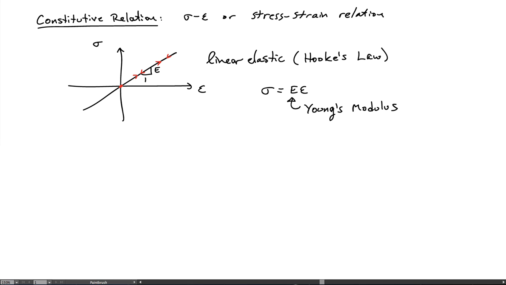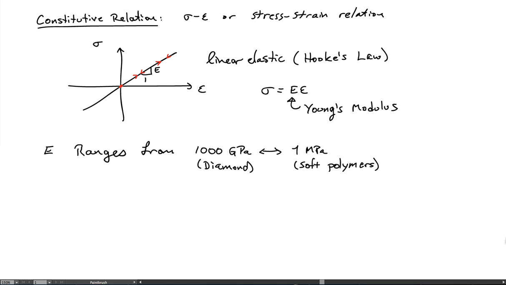So E is the standard symbol that we use for the slope of this line, and it's known as the Young's modulus. It's something that you can look up in handbooks for various types of materials. The range of the Young's modulus can go as high as a terapascal for something like diamond, and it goes down low, say 1 megapascal for soft polymers. It can even get smaller than that. It can also get slightly larger than a terapascal too, but that's the basic range.